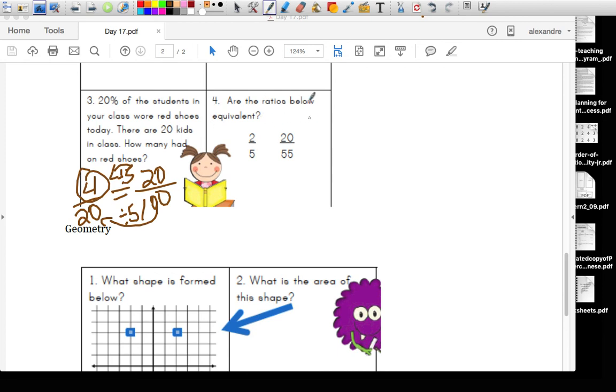Are the ratios equivalent below? Well, let's see. How does a 2 become a 20? Times 10. How does a 5 become 55? Times 11. Is that proportional? No, because it should have been multiplied by the same number up and down. Okay? So they don't form a proportion, or the ratios are not equivalent.